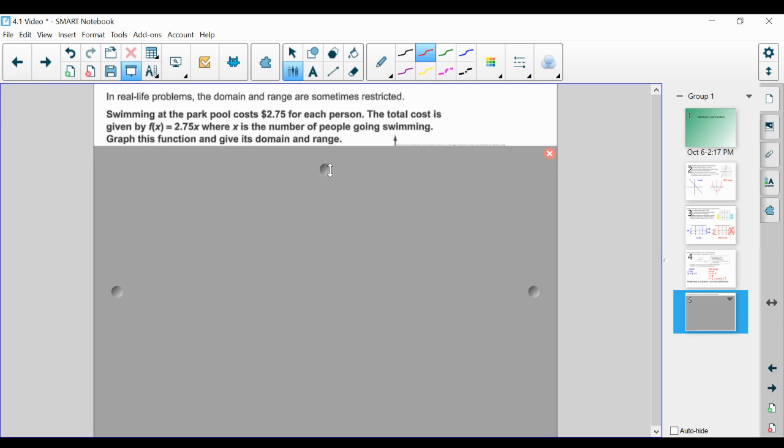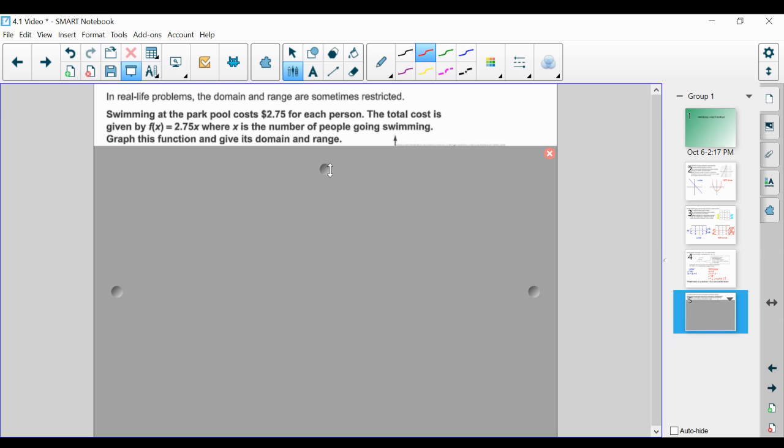So we're given this real life scenario. Swimming at a pool costs $2.75 for each person. The total cost is given by f of x, the function evaluated at x, is equal to 2.75x, where x is the number of people going swimming. Graph this function and give its domain and range.